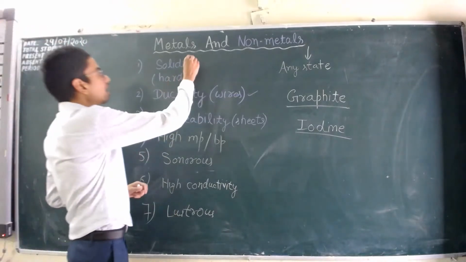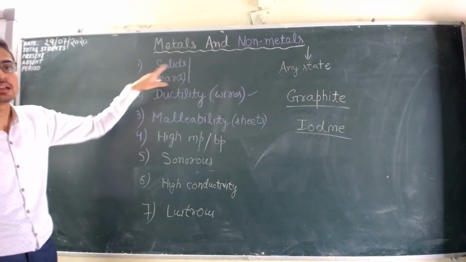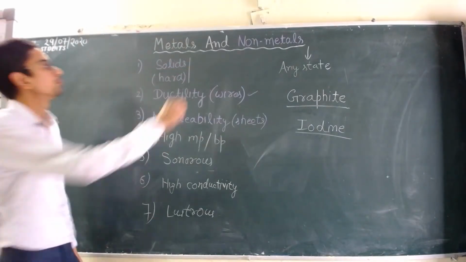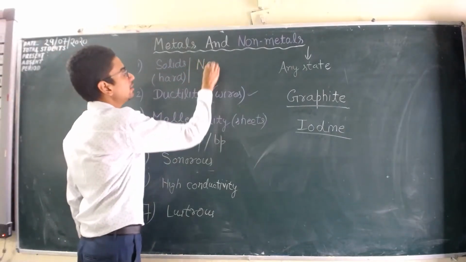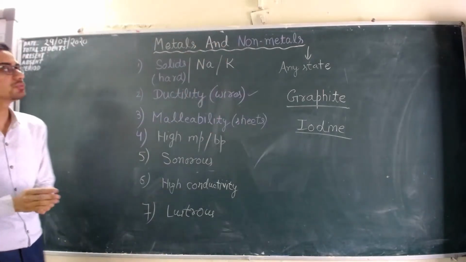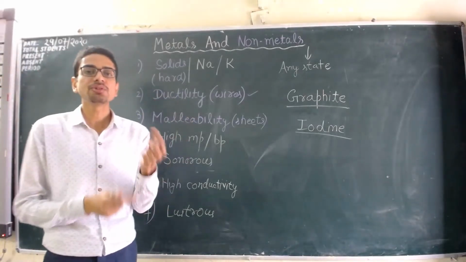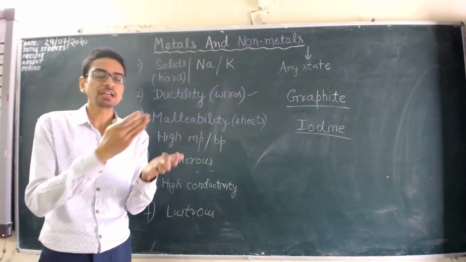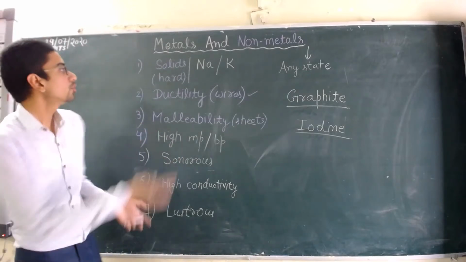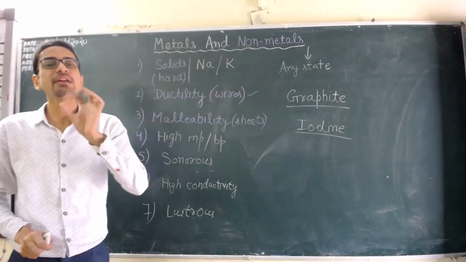Metals are generally hard, but here also there is an exception: sodium and potassium. These are metals which can be cut with a knife. If you take a crystal of sodium and cut it with a knife, it will cut into two parts. So all metals are solids, but sodium and potassium are very soft.